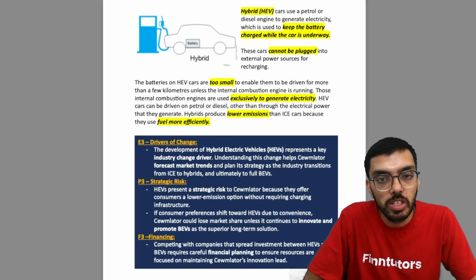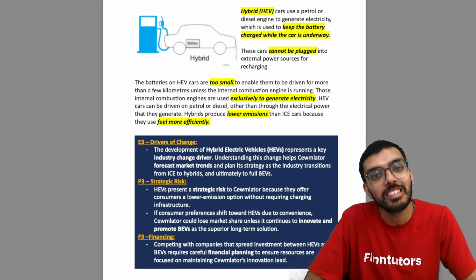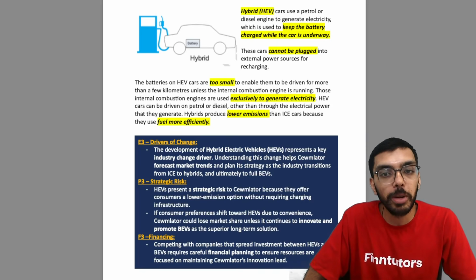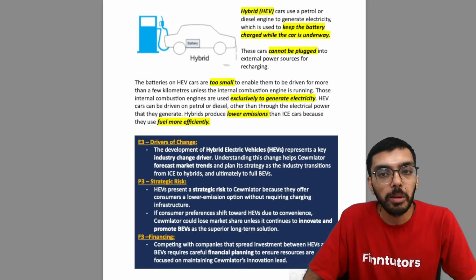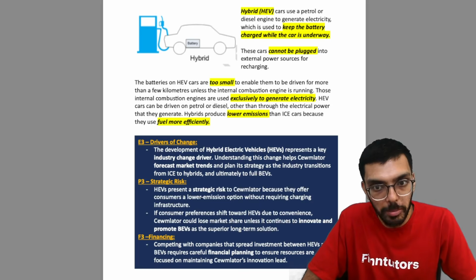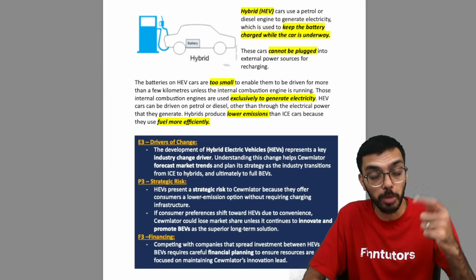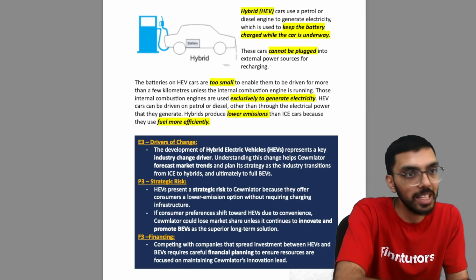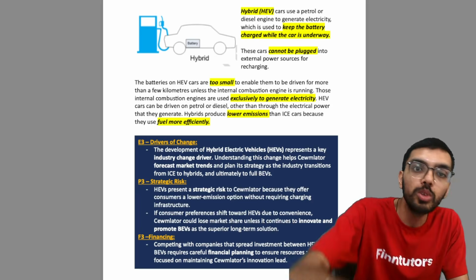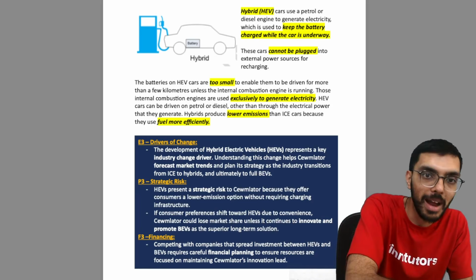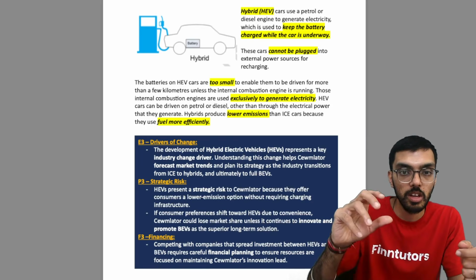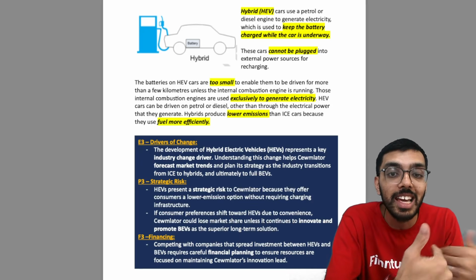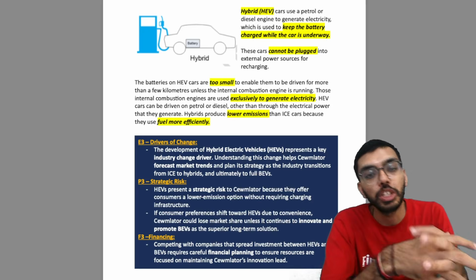Those internal combustion engines are used exclusively to generate this electricity by which the battery is charged. The HEV cars can be driven on petrol or diesel other than through the electrical power that they generate. They produce lower emissions than ICE cars because they use the fuel more efficiently. The fuel is running the car, that's powering the battery, so less fuel is being used because the car switches between using the battery when it requires. So eventually it's using less fuel, leading to lower emissions.